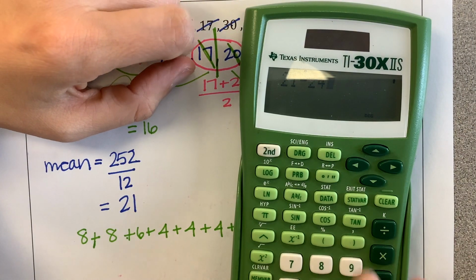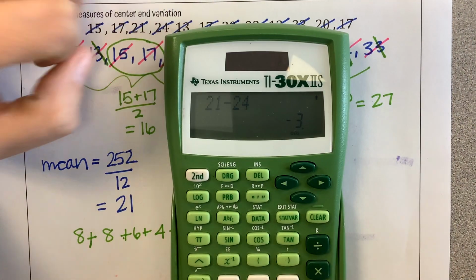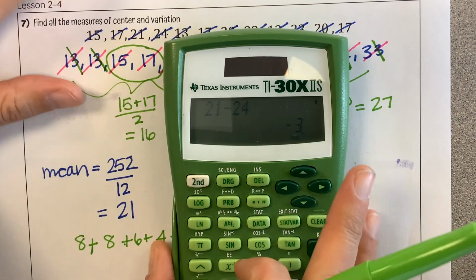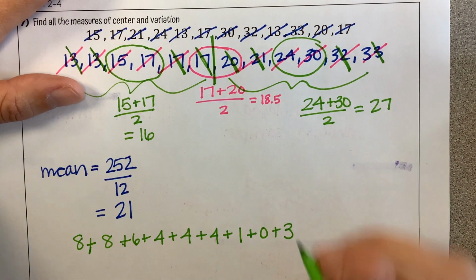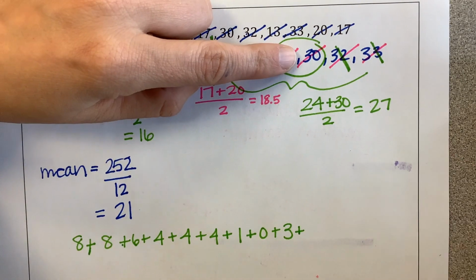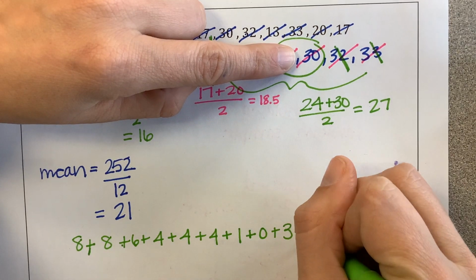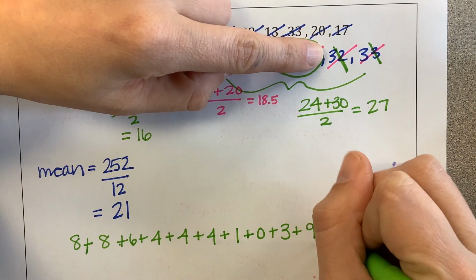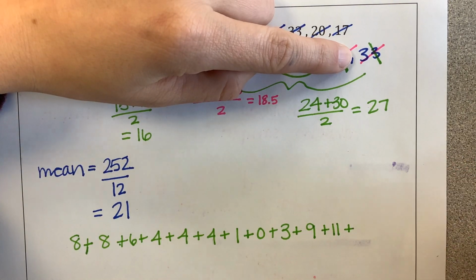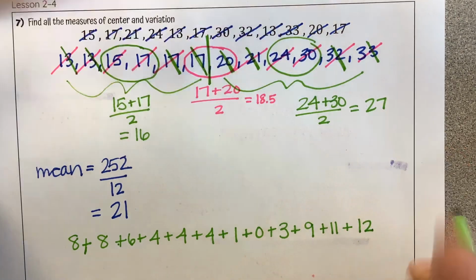21 minus 24. Remember, if you're doing it on the calculator and you get a negative, you ignore it because distance is always positive. So that is 3. 21 minus 30 is 9. 21 minus 32 is 11. 21 minus 33 is 12.